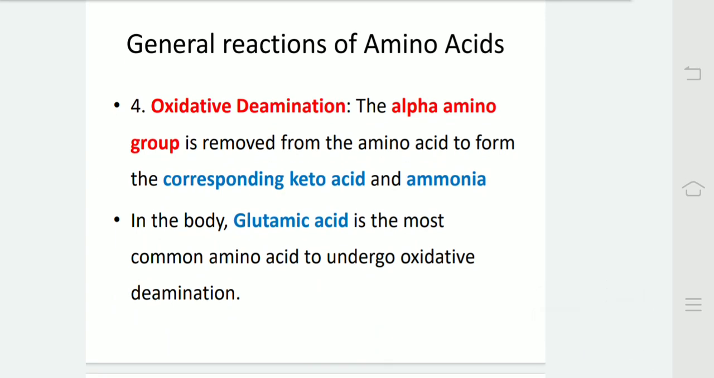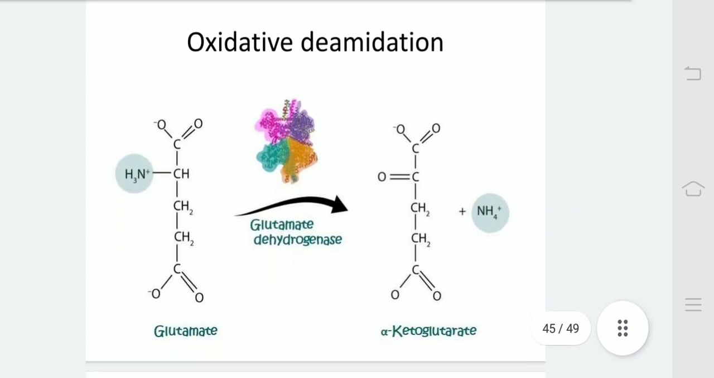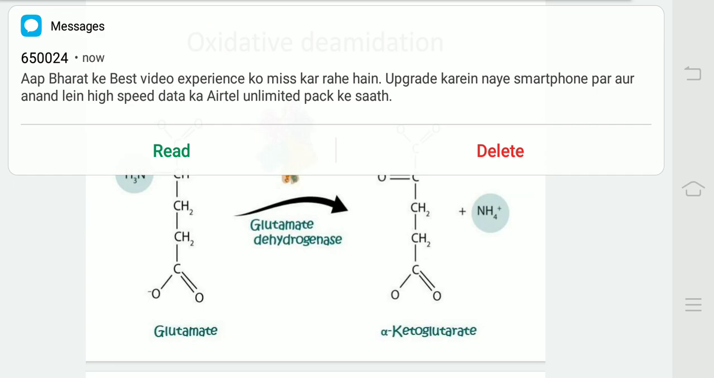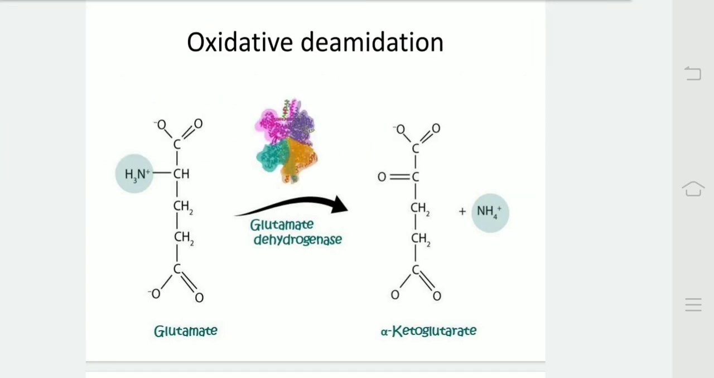Oxidative deamination. The alpha amino group is removed from the amino acid to form the corresponding keto acid and ammonia in the body. Glutamic acid is the most common amino acid to undergo oxidative deamination. In the diagram, we can see that glutamate, with the help of the enzyme glutamate dehydrogenase, forms alpha ketoglutarate.